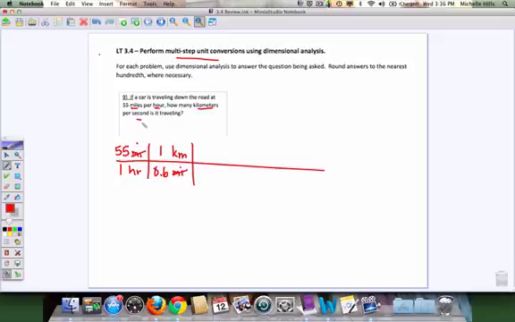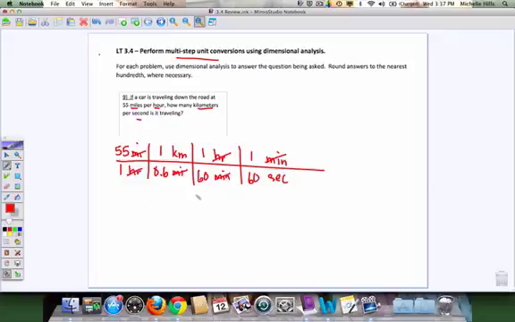Time, though, it wants me to go from hours to seconds. And I don't know off the top of my head what the conversion is, but I do know I can go from hours to minutes. And I want hours in the top, so I can cancel with hours in the bottom here. 1 hour is the same thing as 60 minutes. Now my hours can cancel, and then I can convert minutes to seconds. Since minutes is in the denominator here, it needs to be in the numerator here. 1 minute is the same thing as 60 seconds.